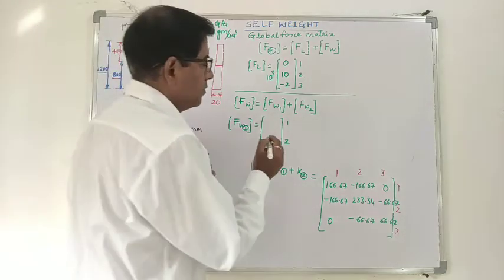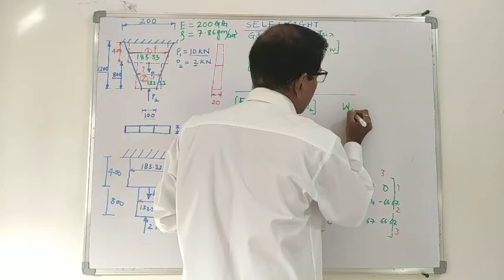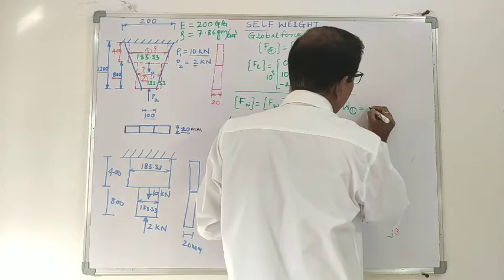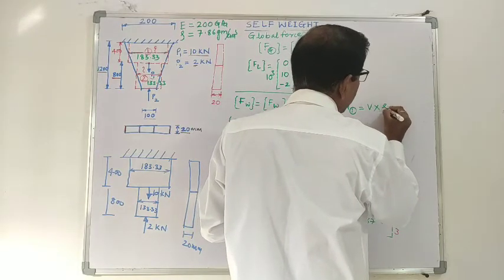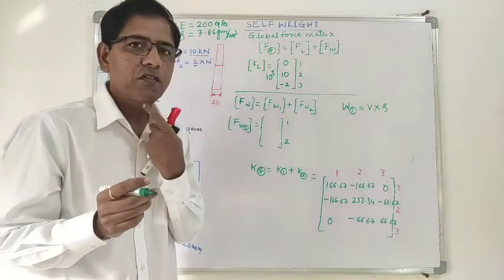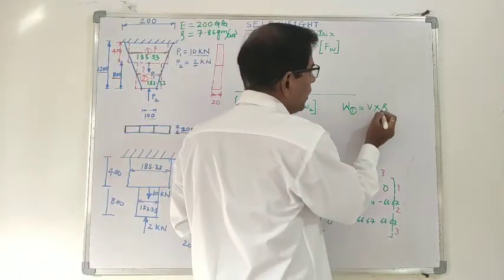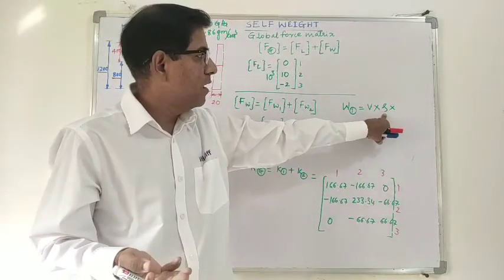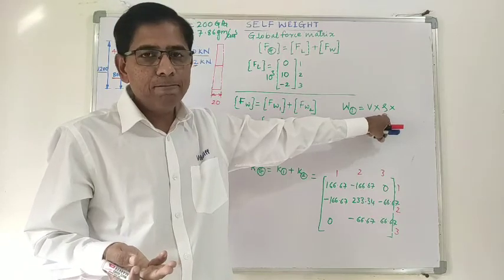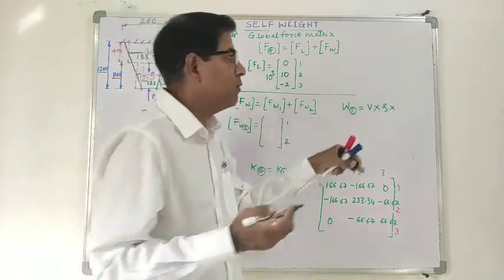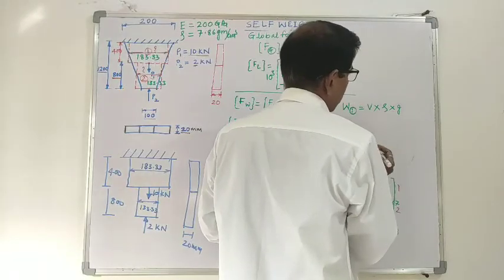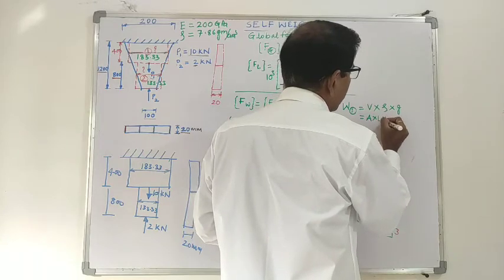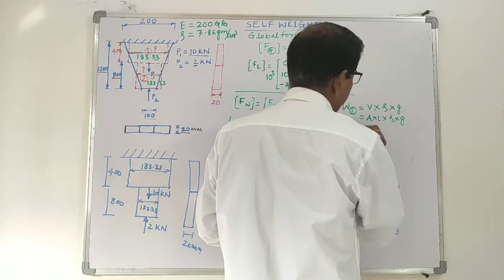The weight of section 1 is calculated as volume multiplied by the density. The weight of any object is calculated as volume into density, and we need to convert it into Newton. Since this will give us the answer in kg, to convert it into Newton, multiply by g. And volume is nothing but area into length, so weight is area into length into rho into g.